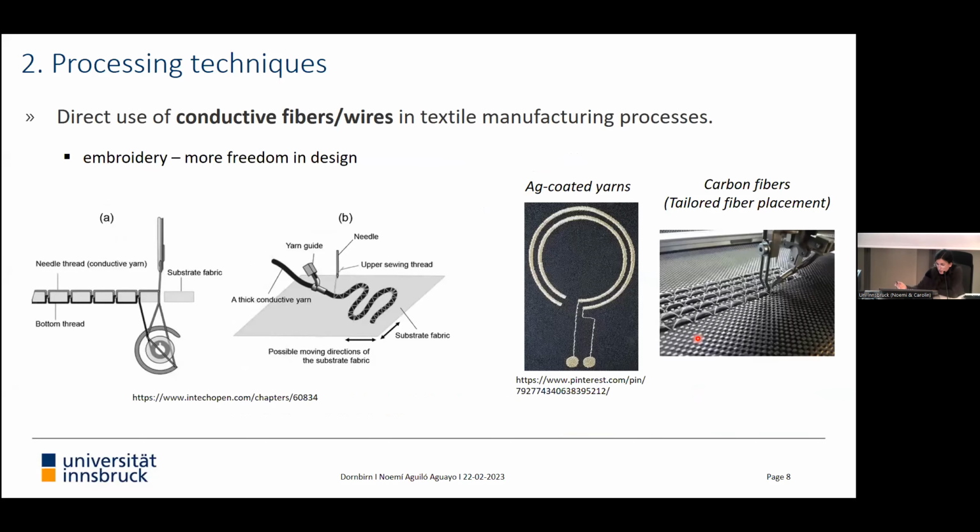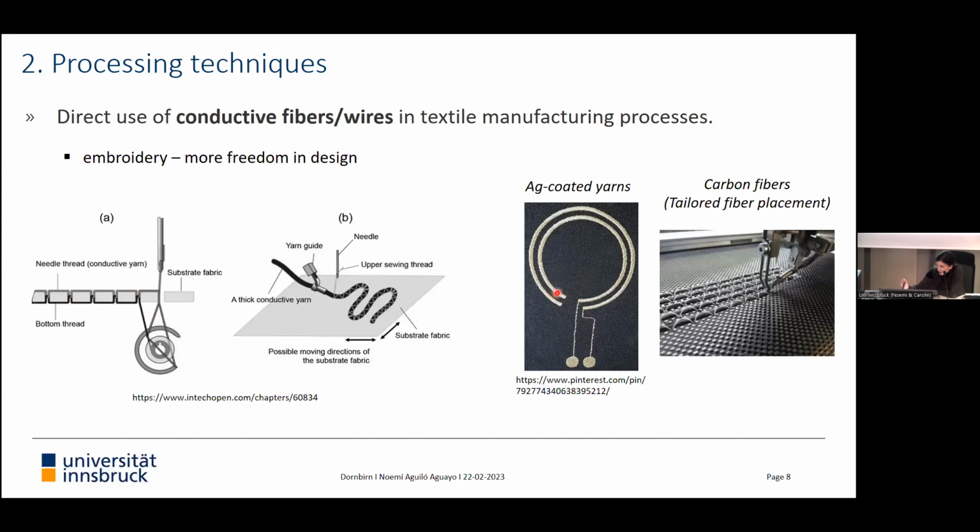Another processing technique is embroidery. This gives you the advantage that you have more freedom in the design. For the embroidery, we have two different types. One is where we have an upper yarn and a lower yarn that are combined, forming this embroidered structure. Here we can see an example.